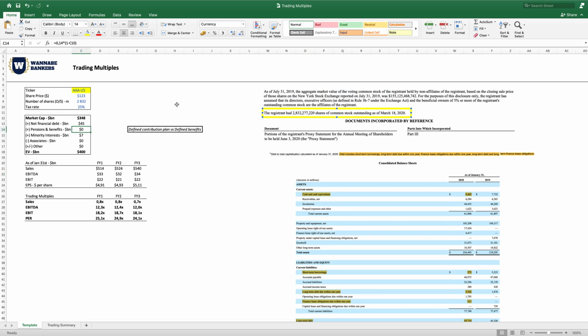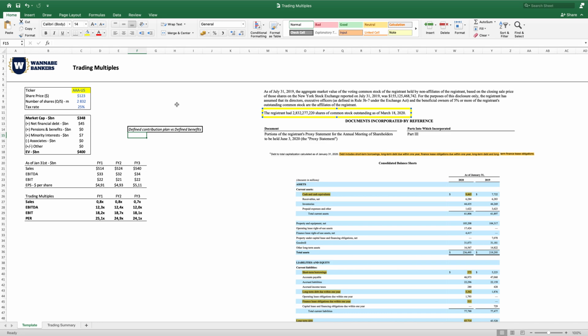Then the second item of the bridge is the pensions and benefits. Here we would need to pause a little bit because there are two types of pension schemes. The first scheme is called the defined contribution plan. Under such scheme, the company would make a contribution at the end of each period directly to an asset manager or a pension fund, and it won't bear any liability towards its employees since it would pay an expense every year to this pension fund, and the pension fund would bear the liability towards the employees.